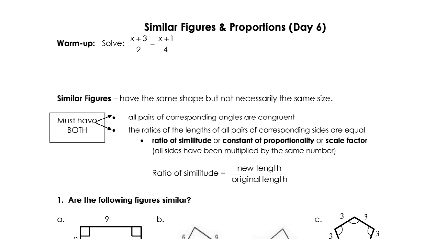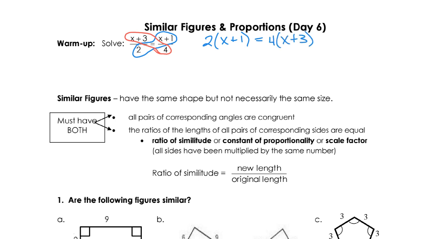Hey guys, we are on Unit 7 and this is day 6, and our warm-up says to solve. Anytime we have a fraction equal to a fraction, we are allowed to do something called cross multiplication. All right, so we're going to have this cross equal to this cross. And when we multiply, it would be 2 times x plus 1. So you're going to have to make sure you distribute, okay? Equal to our other cross, which would be 4 times x plus 3.